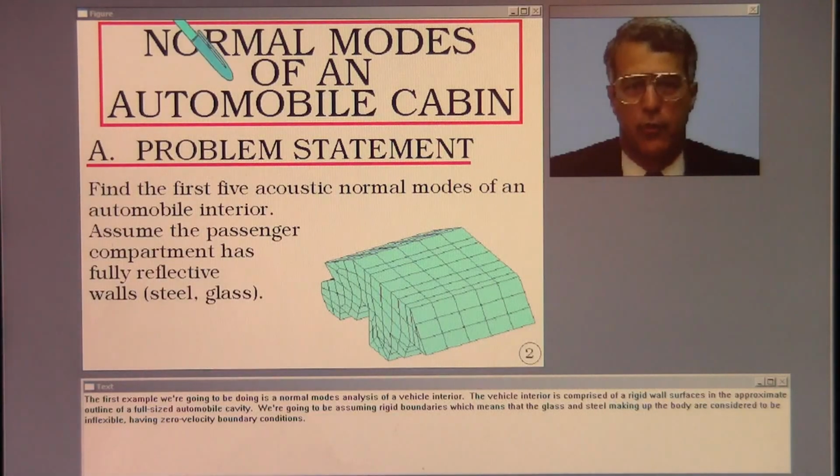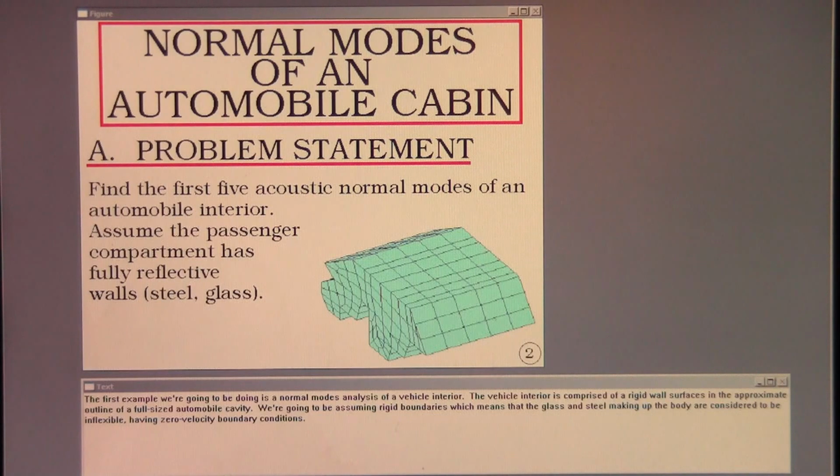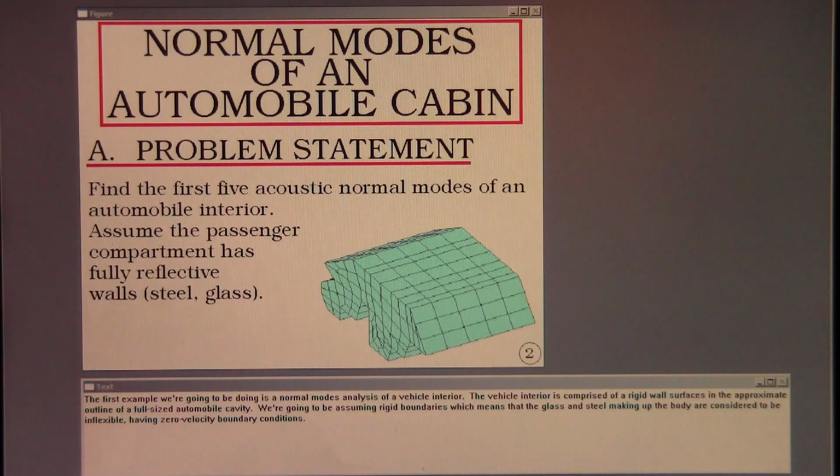The first example we're going to be doing is a normal modes analysis of a vehicle interior. The vehicle interior is comprised of rigid walled surfaces in the approximate outline of a full-size automobile cavity. We're going to be assuming rigid boundaries, which means that the glass and steel making up the body are considered to be inflexible, having zero velocity boundary conditions.